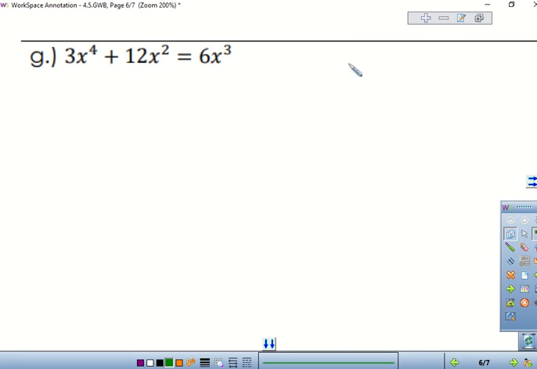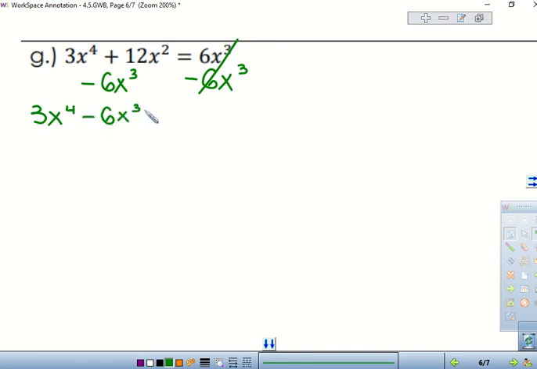Get that 6x cubed over to the other side. This gives me 3x to the 4th minus 6x cubed plus 12x squared equals 0. So notice I put the 6x cubed in the middle because now it's in descending degree order. Does everybody see what I mean by that?